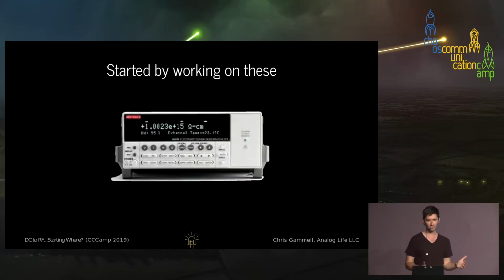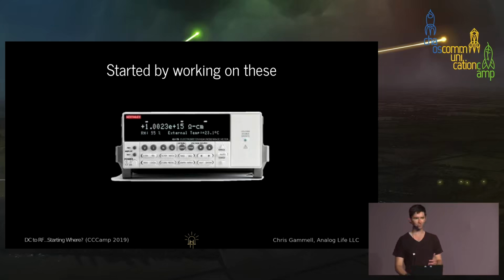And my past, though, I started by working on this. Anyone know what this is? Raise a hand if you know what this is. It's an electrometer. So this is used by material scientists. Basically, you push 1,000 volts into a material, and then you see how much leakage current's coming through it. It can do down to like femtoamps. It's a really cool thing.